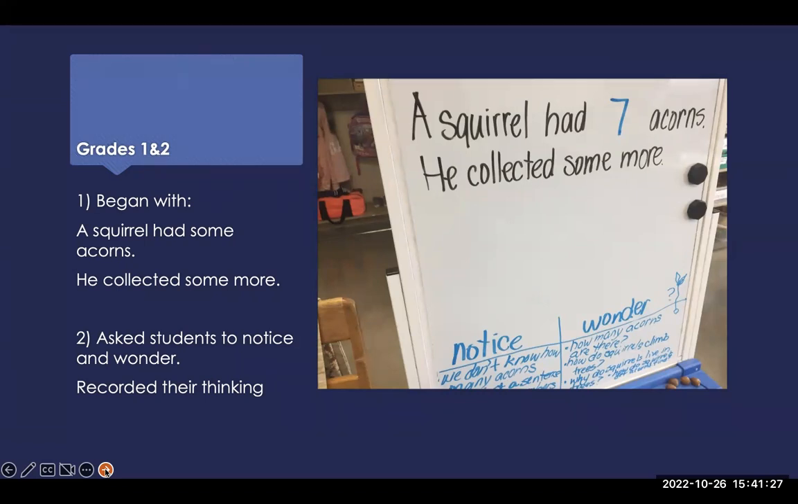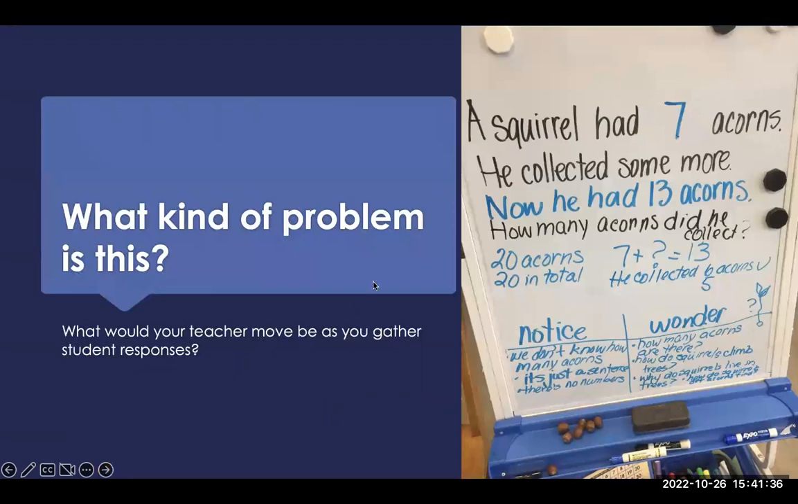And then the second go, I erased the word "some" at the beginning and said the squirrel had 7 acorns. He collected some more. And then the next reveal was the squirrel had 7 acorns. He collected some more. Now he had 13 acorns. How many acorns did he have? And that's the math question that they needed to collect or think about.